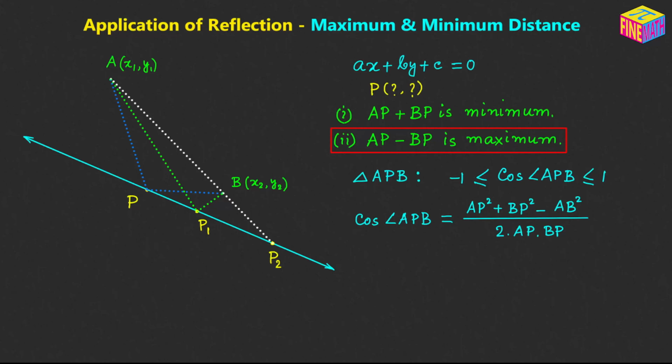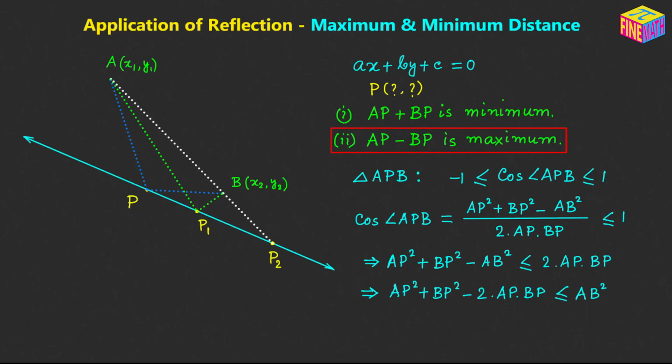If we take the triangle APB, there we can say cosine of angle APB is AP squared plus BP squared minus AB squared over 2 times AP times BP. That's from the cosine law. And here we are going to use the other inequality where cosine of an angle is less than or equal to +1. So using that inequality, we can say AP squared plus BP squared minus AB squared is less than or equal to 2 times AP times BP. All I have done is multiply both sides of that inequality by 2 times AP times BP. And if we rearrange the terms a little bit, we can write the inequality like this.